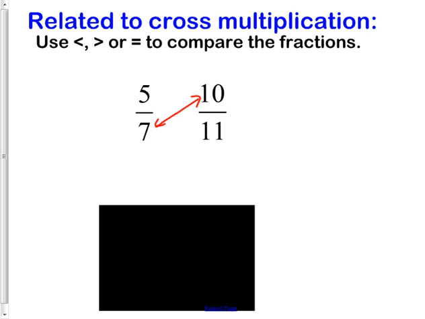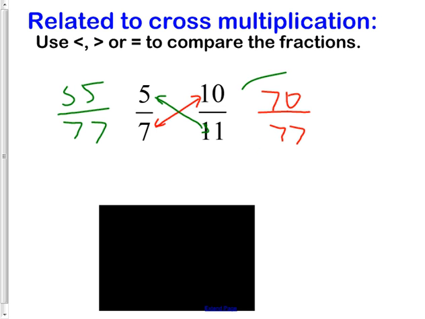So where do I put this 70? On the right side or the left side? 70, and then remember the denominator is going to be what? 77s. And then where do I put this 5 times 11? Well, there's only one spot left, so 55 over. So now it's pretty easy to tell that one's bigger, right? Get the idea? You guys, so many little tricks you can use in math.